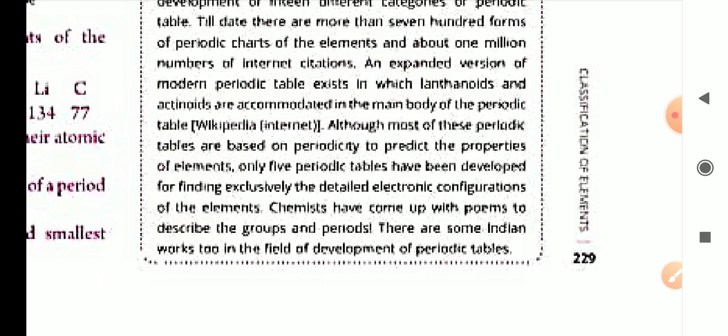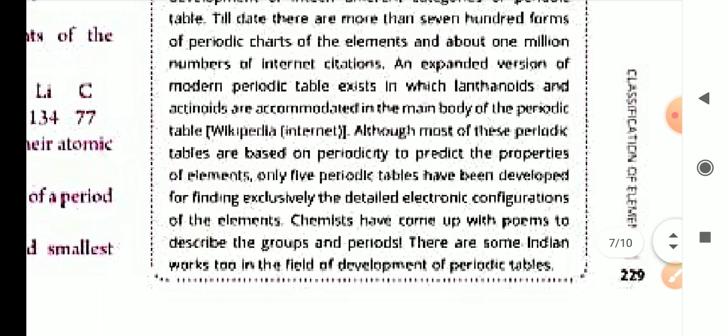Although most of these periodic tables are based on periodicity to predict the properties of elements, only 5 periodic tables have been developed exclusively for finding the detailed electronic configuration of the elements. Chemists have come up with poems to describe the groups and periods. There are some Indian works too in the field of development of the periodic table.